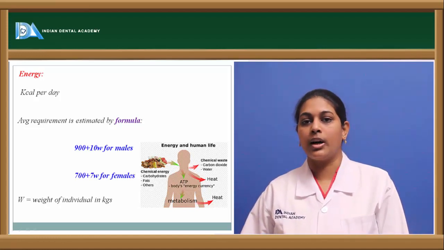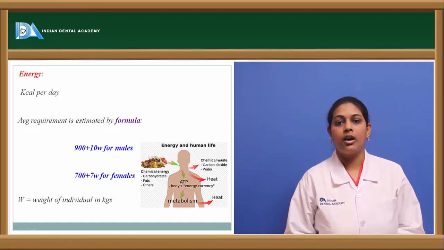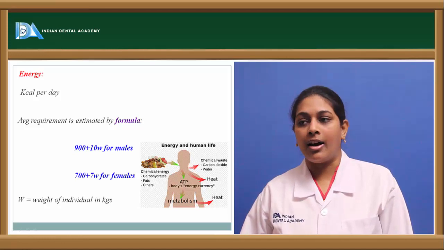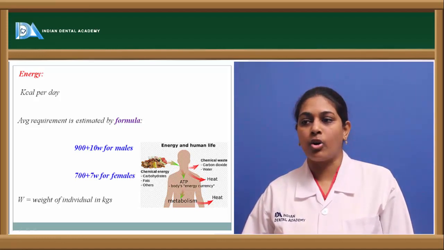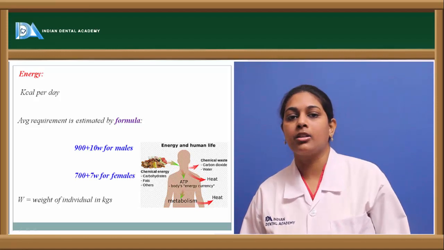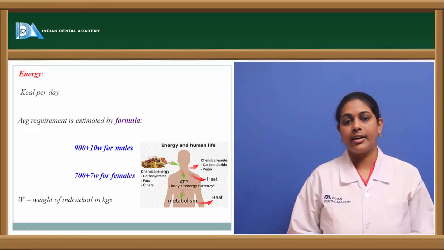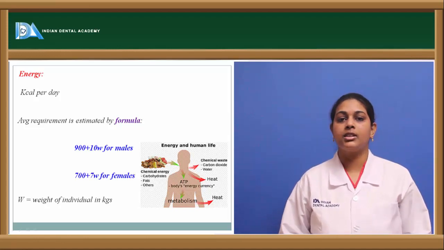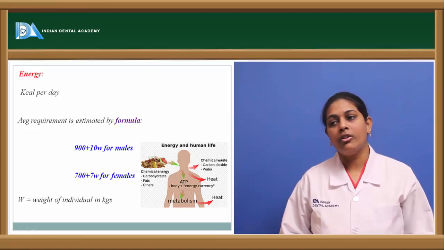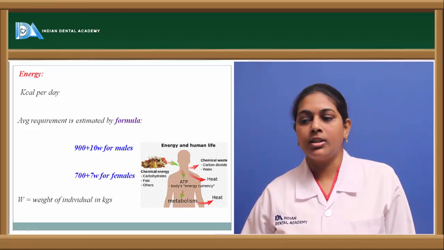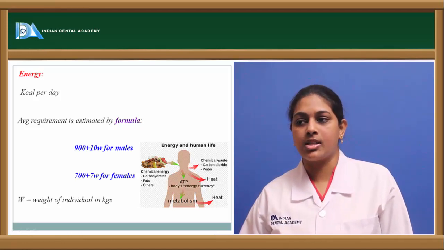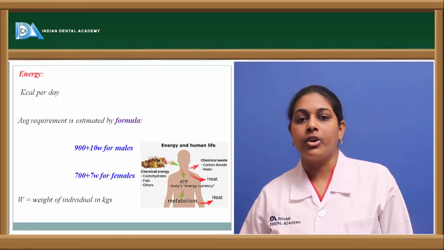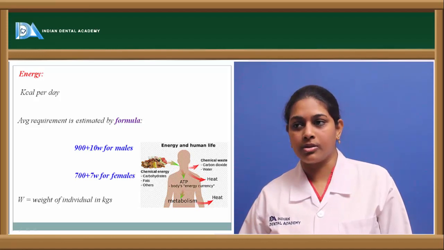Amongst them, energy is one which is required for daily activity, and this is usually calculated in the form of kilocalories per day, and the average requirement is usually calculated by a formula that differs by sex. Among males it is 900 plus 10 times W, whereas in females it is 700 plus 7 times W, where W is the weight of the individual in kgs. So the energy could be consumed in the form of food or otherwise in the form of internal metabolic and physiological functions.